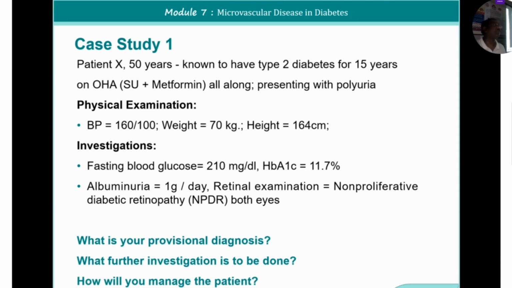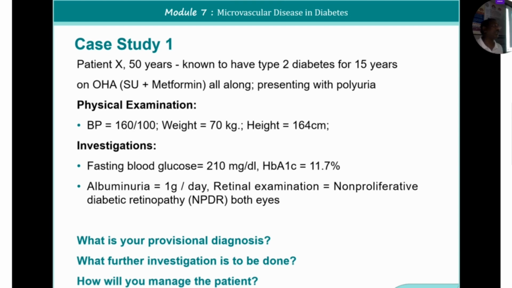See, at the age of 50 years, with a 15 years history of diabetes, the working diagnosis here is that he is already diabetic, is hypertensive with BP 160 by 100, is also having albuminuria, that is nephropathy, and also having retinopathy. Okay, so this is diabetes plus hypertension plus diabetic nephropathy and diabetic retinopathy. So what is your provisional diagnosis? This is the provisional diagnosis. What further investigations are to be done?